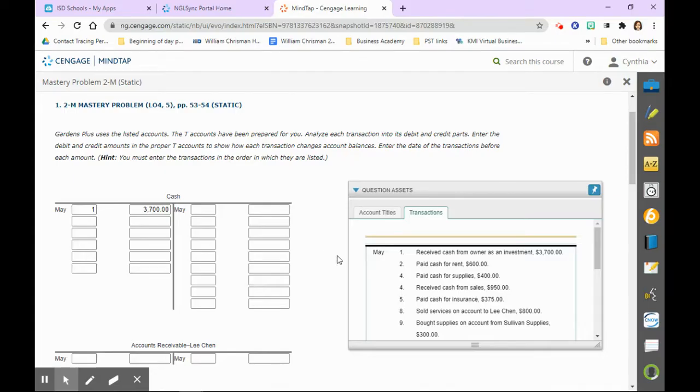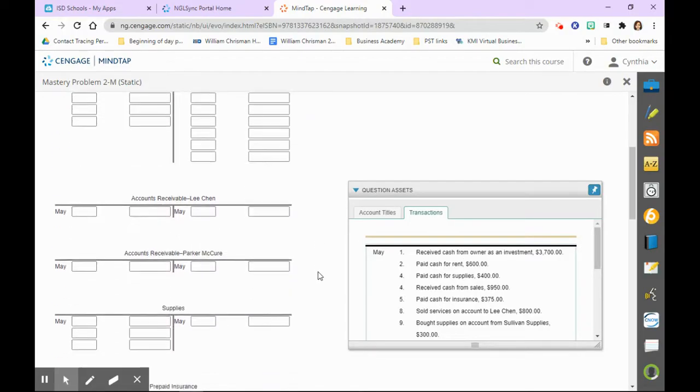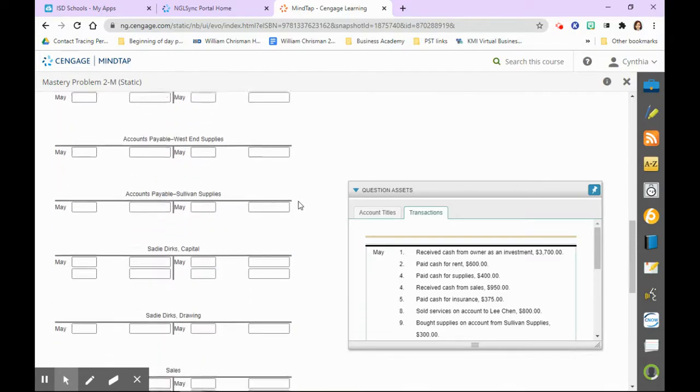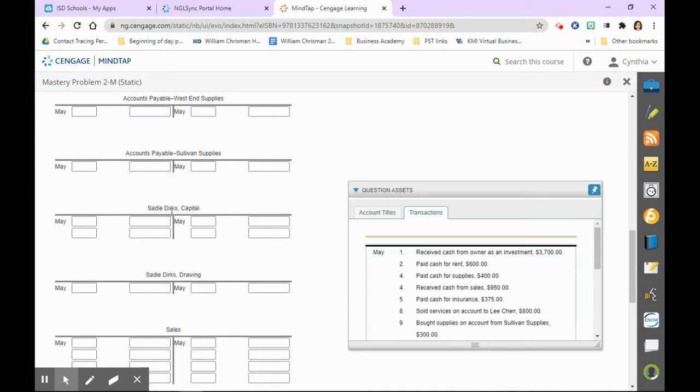Now, every transaction has to have a debit and a credit. So our credit side is capital. We're going to go down and find our capital account, Sadie Dirks Capital. Since this is a credit, and credit means right, we're going to go to the credit side and put that transaction in. And that's the first one.